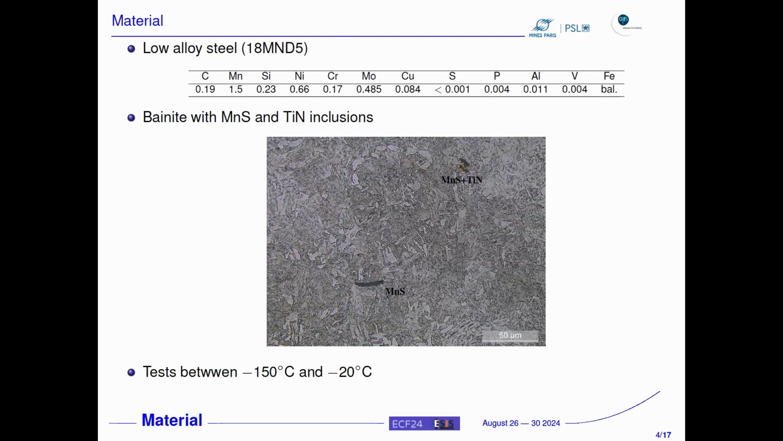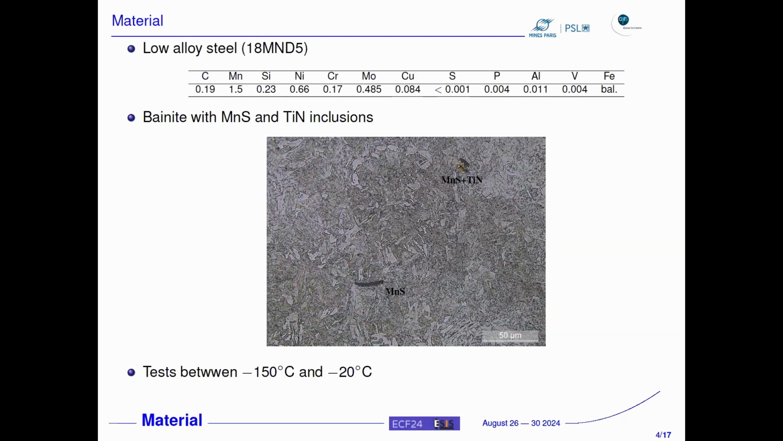So here's our material. That's a very modern one with a very low sulfur content. Here in this picture, you can see manganese sulfide inclusions as well as titanium nitrides. We selected this picture because on the single image, we can see both, but actually the volume fraction of these inclusions is very, very low. And if you take random pictures, in most of the cases, you see nothing. So this is more of an exception than something else.